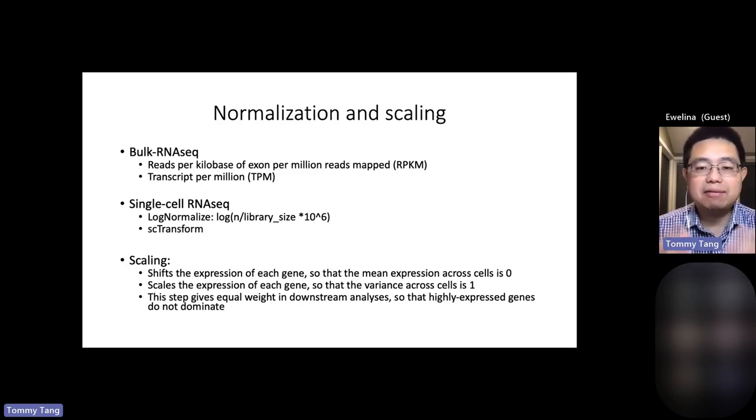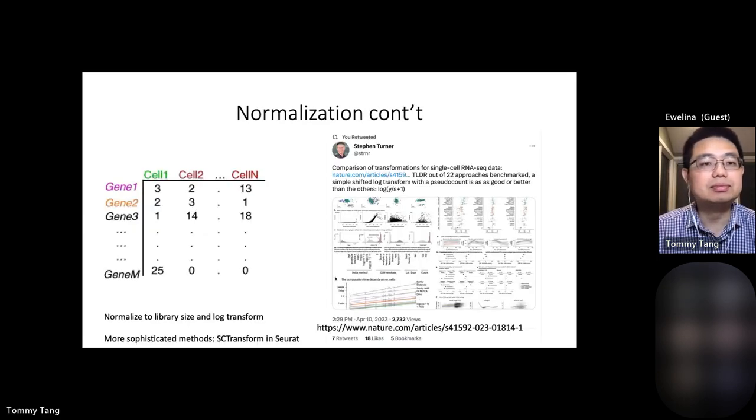So after the normalization, you want to do scaling. So what does scaling do? Scaling means standardization. So for each gene, X minus mu divided by the standard deviation. So this step actually gives equal weights to all the genes, so the highly expressed genes do not dominate in the downstream analysis.